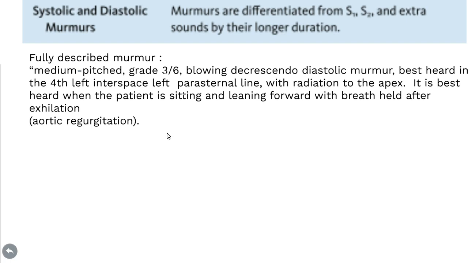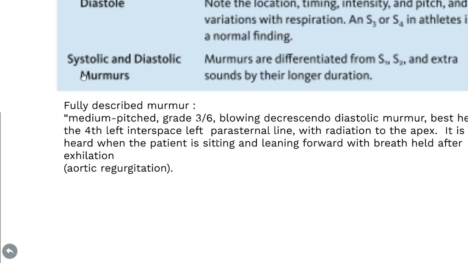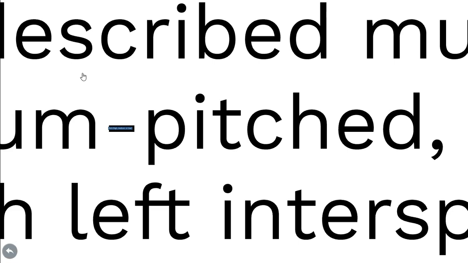So, start first with the medium pitch. How do you distinguish the high pitch, medium pitch, and low pitch? The prime example of a low pitch murmur is in a patient with mitral stenosis. Most of the murmurs are medium to high pitch murmurs. So if it's low pitch, what part of the stethoscope do you have to use? The bell. And for the medium and high pitch, you can use the diaphragm. Okay.